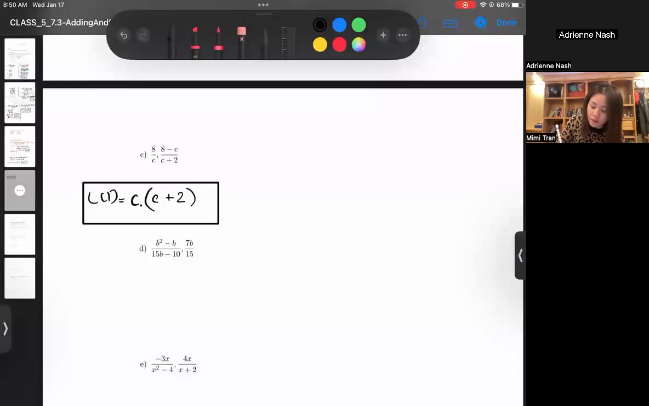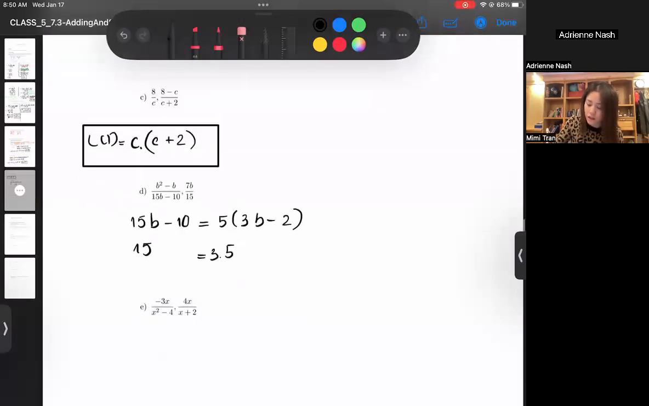15b minus 10. Let me write down here 15b minus 10. And I got another one, which is 15. Right. So let's factor it out. 15b minus 10, if I factor out the 5 between the 15 and 10, it'll be 5 times 3b minus 2. And down here I got 3 times 5.